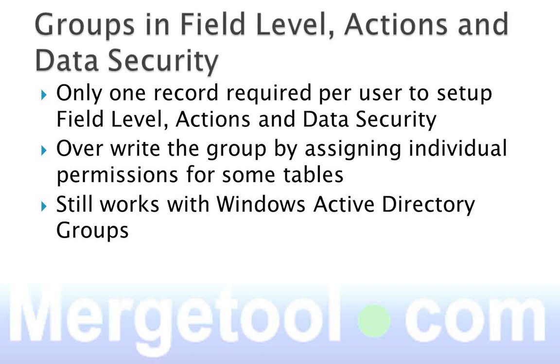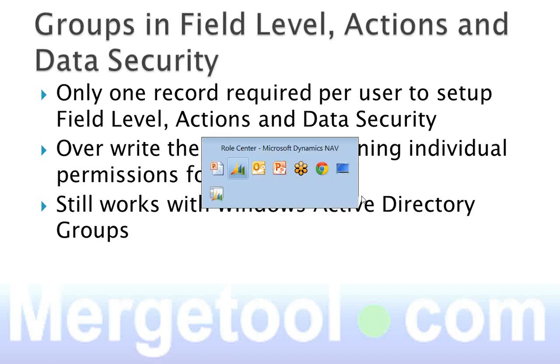Each individual user can of course be overwritten, so even if this person is like another one, if you design a setup for that individual person in one table, it will override the group assignment. So you can still say, okay, the group is the general one, but the user can have his individual permissions also. And it still works with the Windows Active Directory group. So let's take a look at how it actually is done now.